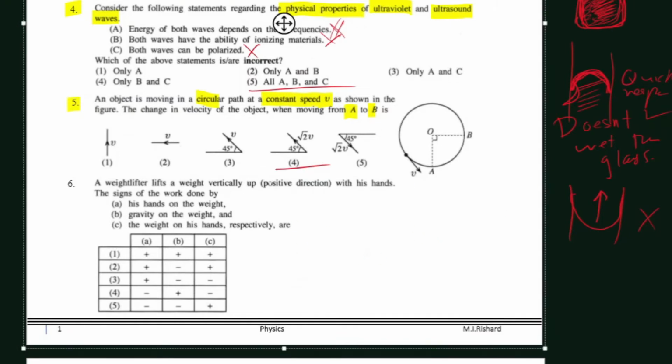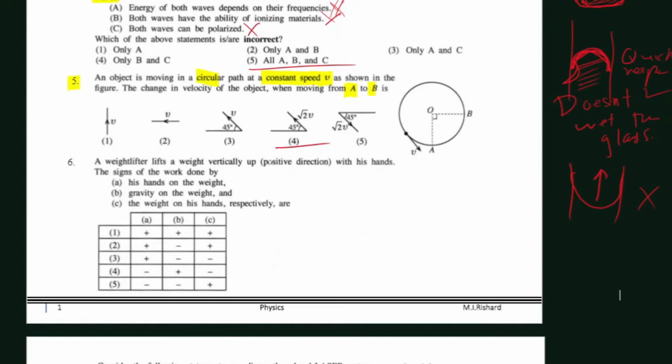So let us go for the next problem. It says a weightlifter lifts a weight vertically up. They have asked us to assume the upward direction as the positive direction, with his hands. So let us draw the diagram for this here itself. Let's assume this is the weight, and this is the hand.